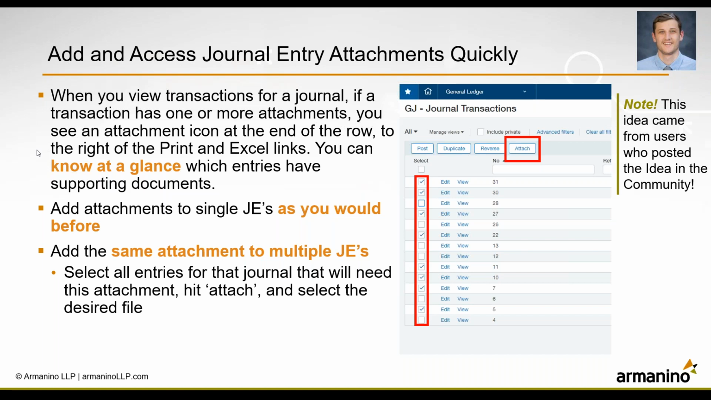But you can now also add the same attachment to multiple journal entries. The screenshot on the right side of your screen is showing the function here. You'll check off all the entries that need to be selected. You'll hit the attach button. That'll then prompt you to your file browser, and then go ahead and select the file that should be attached. So, some cool new functionality for attachments here. Next slide.